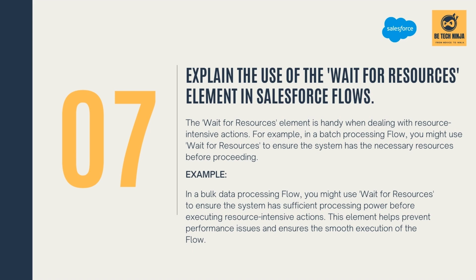For example, in a batch processing flow, you might use wait for resources to ensure the system has the necessary resources before proceeding. Let's say in a bulk data processing flow, you might use wait for resources to ensure the system has sufficient processing power before executing resource-intensive actions. This element helps prevent performance issues and ensures the smooth execution of the flow.